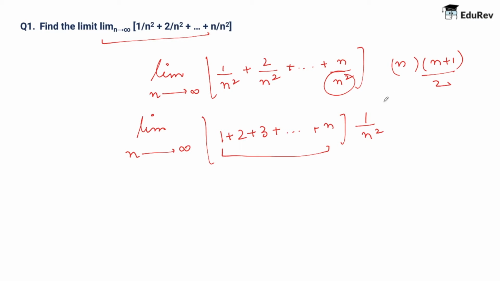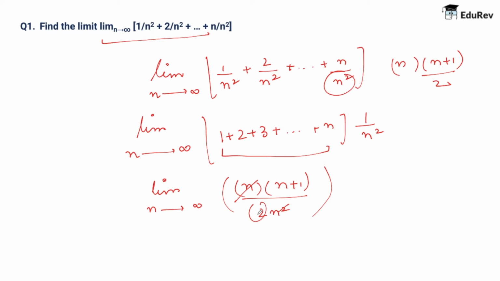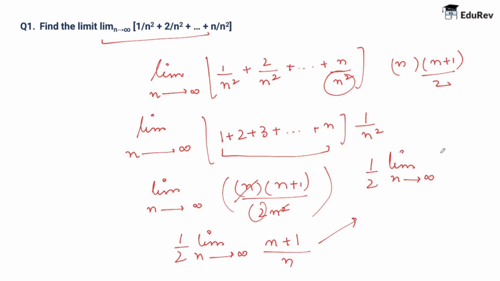So I'm going to write the summation of the AP in its place, that is limit n tends to infinity of n into n plus 1 by 2n square. Correct? Now n will be cancelled by n and I can take the 2 common, that is half limit n tending to infinity of n plus 1 by n. Now this can be written as half limit n tending to infinity of 1 plus 1 by n.